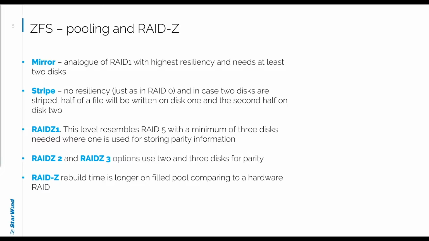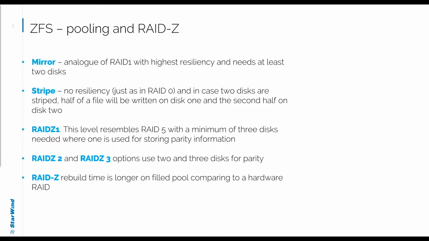After the ZFS pool, you can create additional file systems as datasets or ZFS volumes for providing block storage. Now, talking about RAID-Z, the supported configurations include mirror, which is pretty much an analog of RAID 1 with the highest resiliency and needs at least 2 disks.